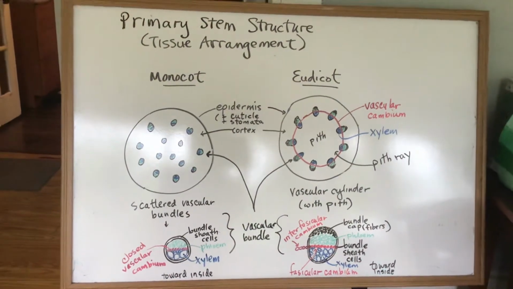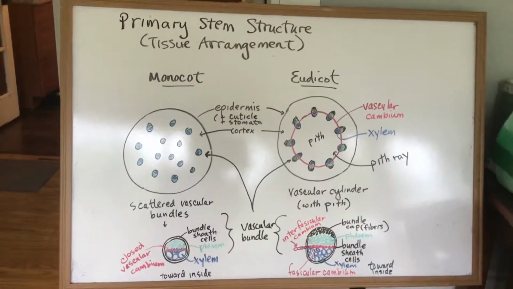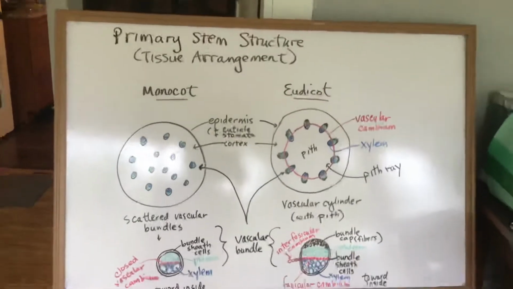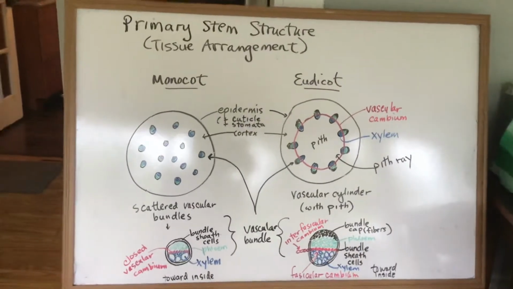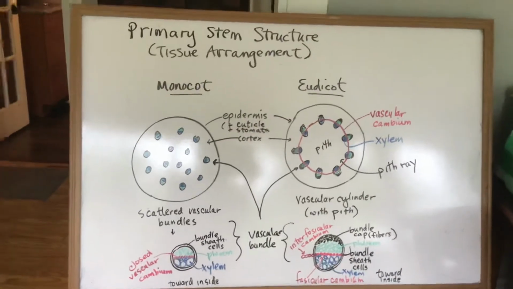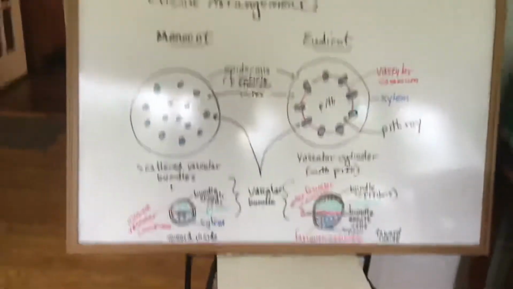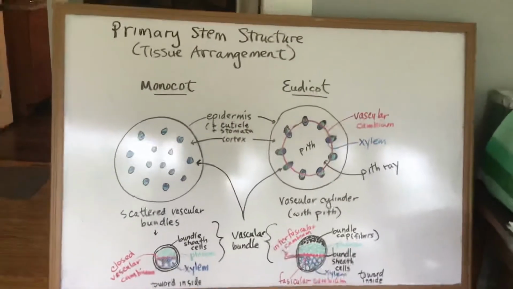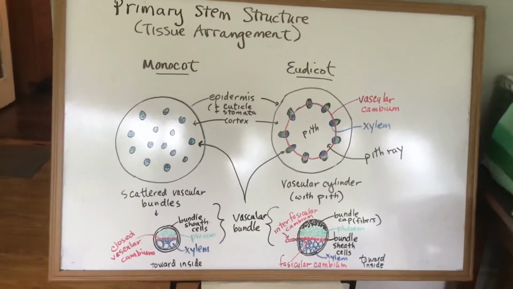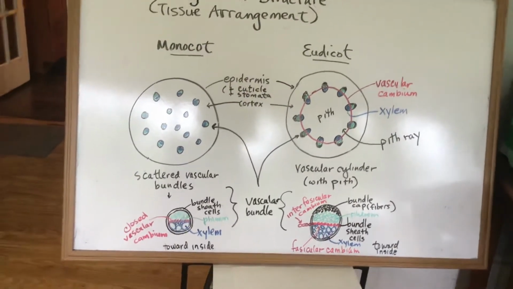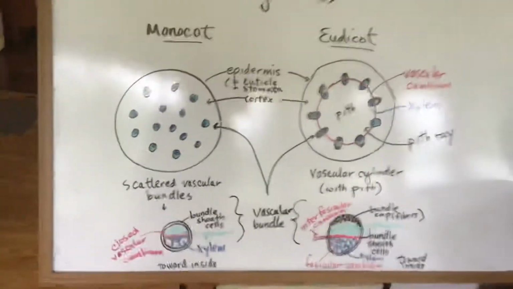Here's the primary structure of the stems, or the stem cross-section of the primary tissue of a plant. So this is the tissue arrangement of monocots versus eudicots. In general, we'll go over each of these, but I'm just standing here for a second, and you can stop the video and do some drawings. All right, so let's move in a little bit closer.